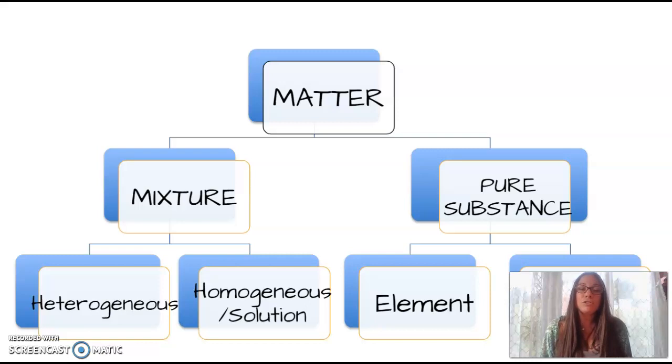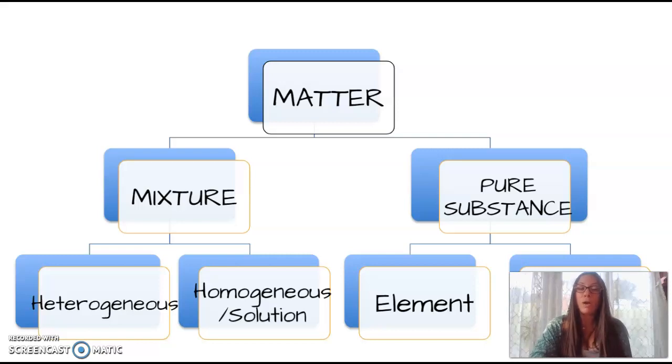Mixtures can be broken down into two groups as well: heterogeneous mixtures and homogeneous mixtures. Heterogeneous mixtures are mixtures where you can identify the different components just by looking at the mixture. Whereas homogeneous mixtures, or solutions, look uniform in consistency and in color. It looks like one substance, but it's actually two.